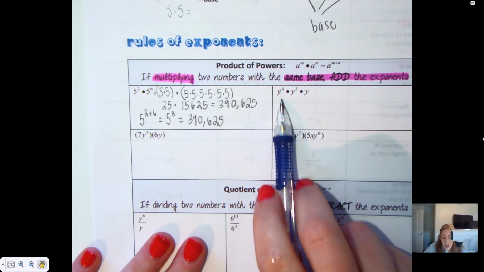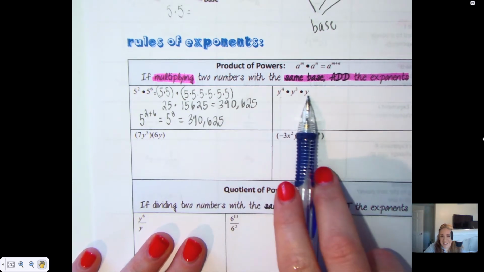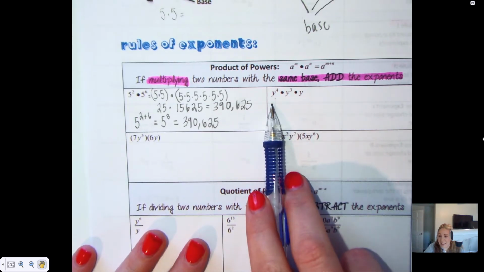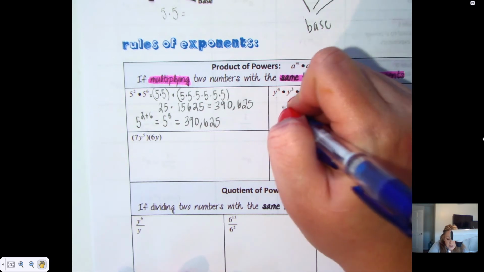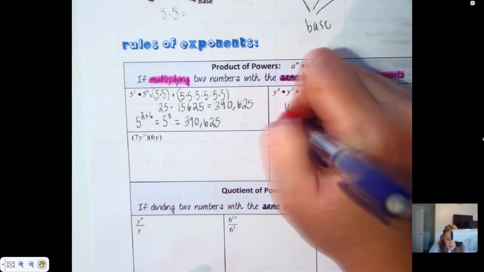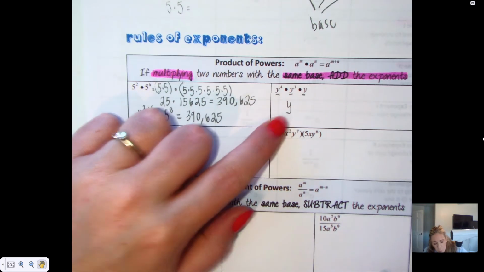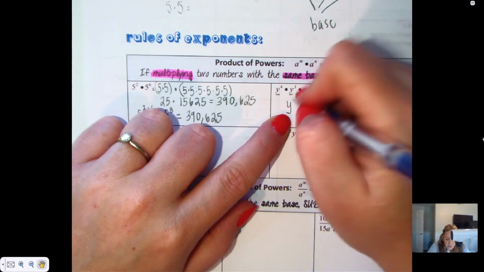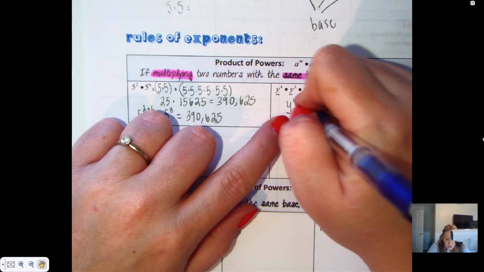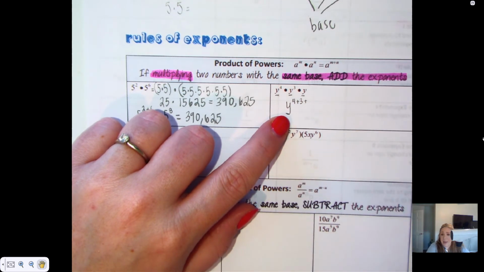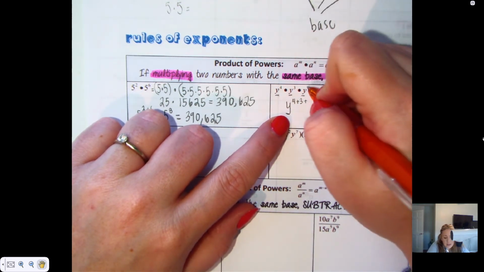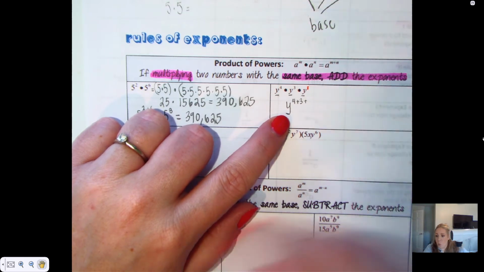So let's not write out that many y's here and count them. We're just going to add the exponents together. So the first thing you have is the same base of y. Okay, you have 4 of them plus 3 more of them plus, now be careful, just because there's not one here written, there's a 1, okay?